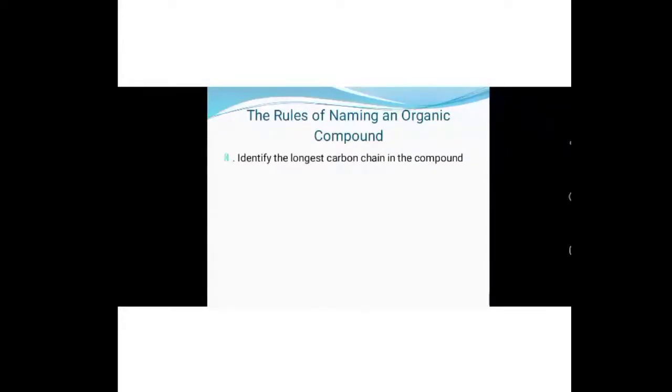The first rule is, first, identify the longest carbon chain in the compound. If you look at the structure we have there, the arrow in this structure shows the direction of the longest carbon chain. If you are counting following the arrows, you will see that the direction of the arrow will give us the longest carbon chain. Because that direction gives us the longest carbon chain, we adopt the number of the carbon chain as our parent name for this compound.